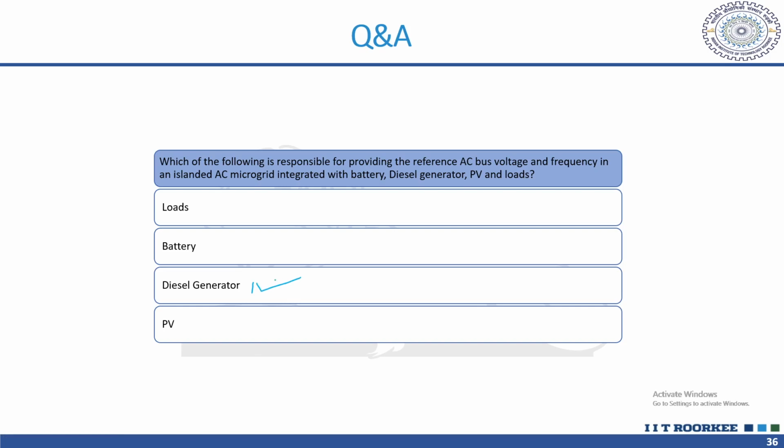It will be diesel generator. It is correct. We studied that in the islanded AC microgrid simulation results also. Loads obviously they cannot provide, and this battery and this PV, it will depend upon the type of inverters, whether they are grid following, feeding, or supporting type. But these diesel generators will operate in isochronous mode to provide the voltage and frequency references for these PVs, batteries to operate. So this is the right answer.